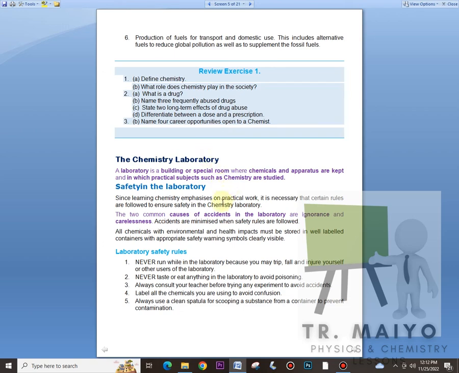Safety in the laboratory. Now the laboratory has chemicals, and I've seen many people, not only the students, lab technicians, or even the teachers, but also anybody getting to the lab, some of them getting burned by the chemicals. Actually, they're very dangerous. The only thing that keeps you safe is being careful and being cautious. Now, because learning of chemistry emphasizes on practical work, it is necessary that certain rules are followed to ensure safety in the laboratory. You either follow the rules, or you get banned, or you get beaten by the teacher. So you will choose one.